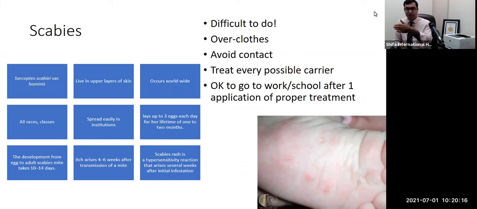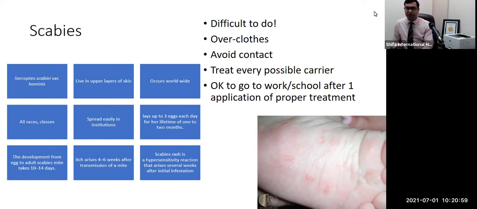If somebody gets the mite, it's not that they immediately start showing symptoms, because the mite has to settle down, and the adult female mite gives eggs, and then the body reacts to it, which we usually see as itch and irritation in the skin. Hence it takes 4 to 6 weeks of lag period. Now, the adult mite lays up to 3 eggs a day for her lifetime, which is usually 1 to 2 months. And the scabies rash is a hypersensitivity reaction.